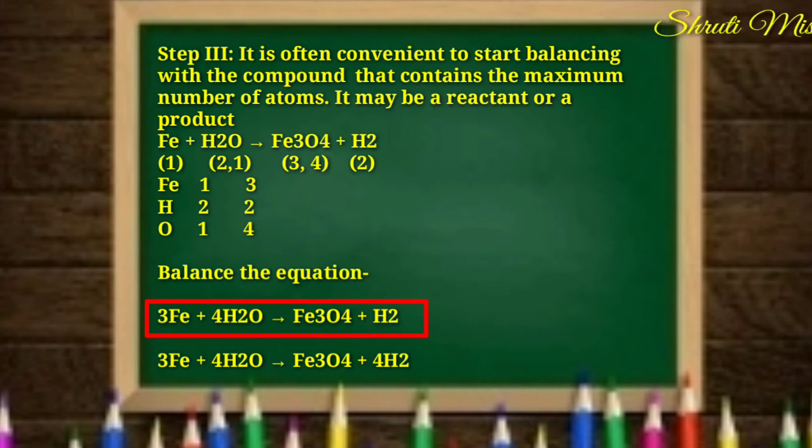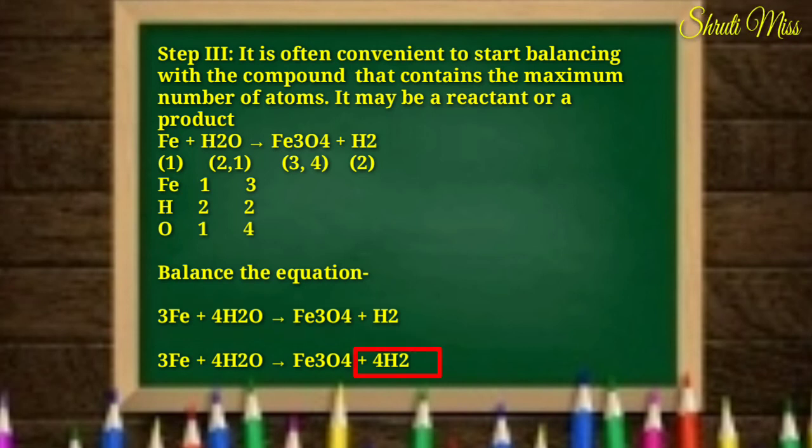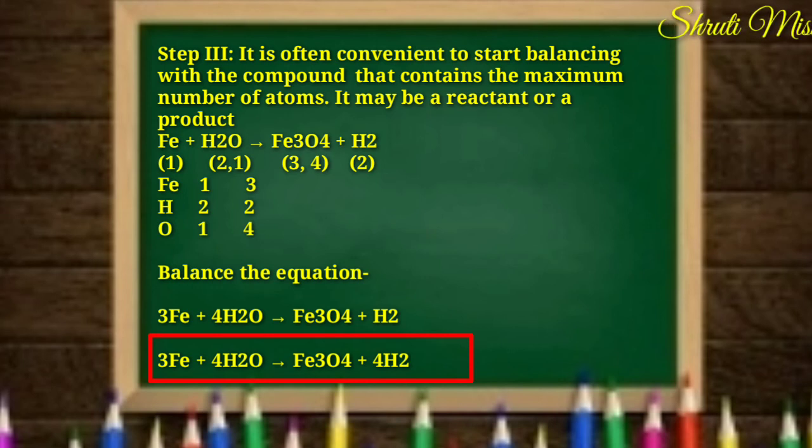So now the oxygen atoms on the left side and right side will be equal, but for hydrogen the atoms will be 8 on the left side while 2 on the right side. So what we will do, we will write 4H2 on the right side. Here you can see that. Now the balanced equation is 3Fe plus 4H2O makes Fe3O4 plus 4H2. So in this way we can balance our reaction.